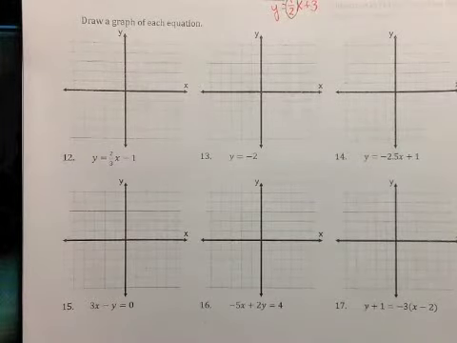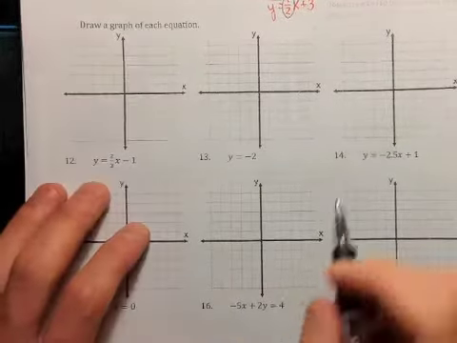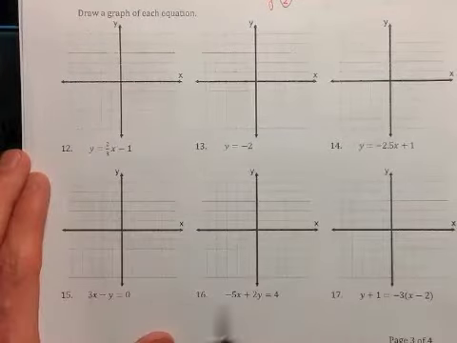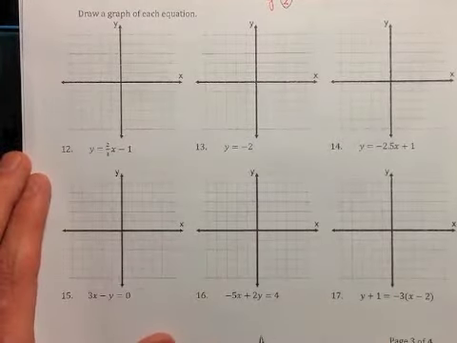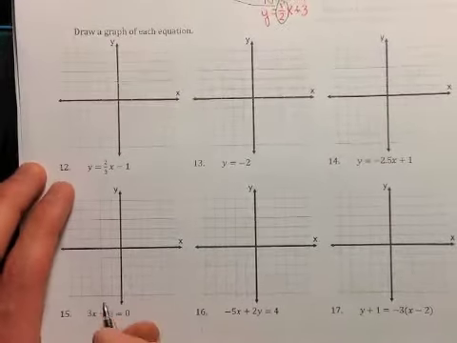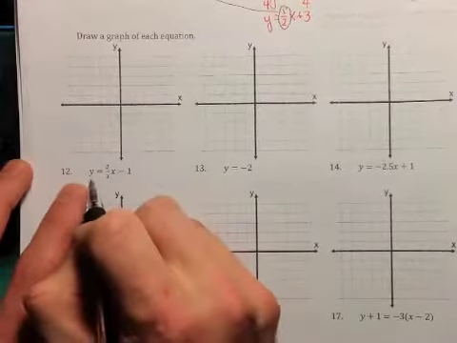Okay, now we are looking at objective number 16 in Algebra 1 called graphing lines. So we have 6 equations here, and we need to graph the lines that are associated with those equations. So first of all, let's look at number 12 here.